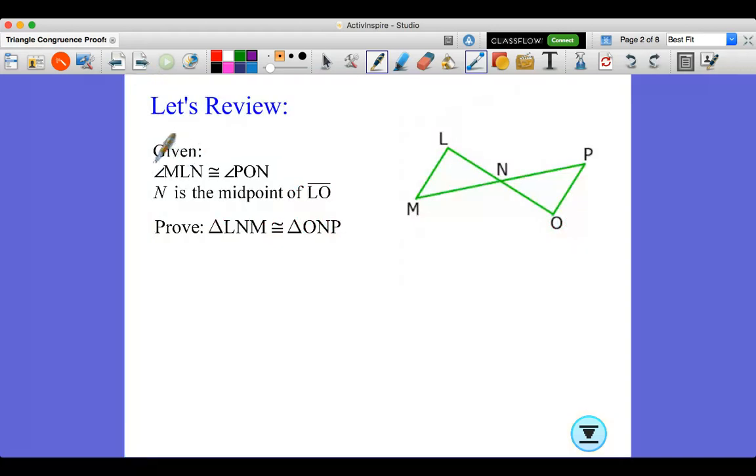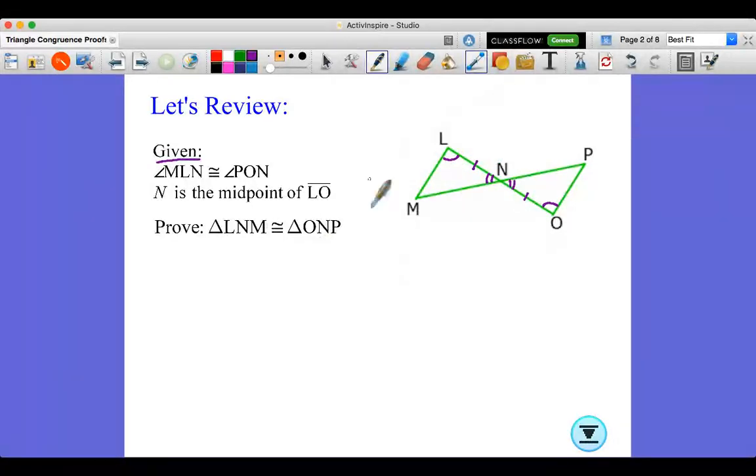So here I'm given some information, right? Given triangle MLN is congruent to triangle PON. It's critical that we mark it off on the triangle. That's given to us. N is the midpoint of LO. Well, it's in the middle, so that means these two parts are going to be congruent. I also know that these angles are congruent. Why? They're vertical angles, right? They're formed by two intersecting lines. And my goal is to prove the triangles congruent.